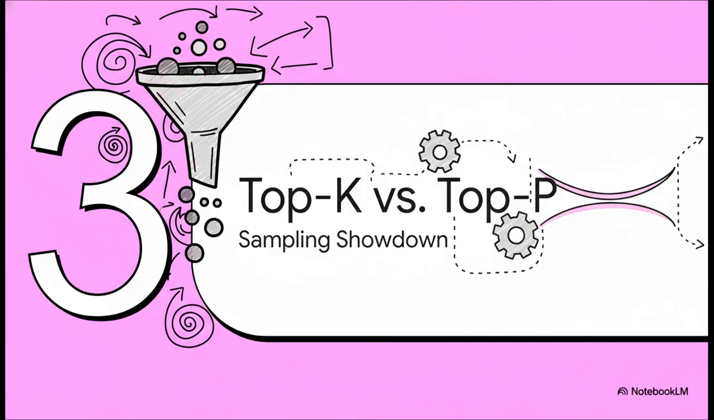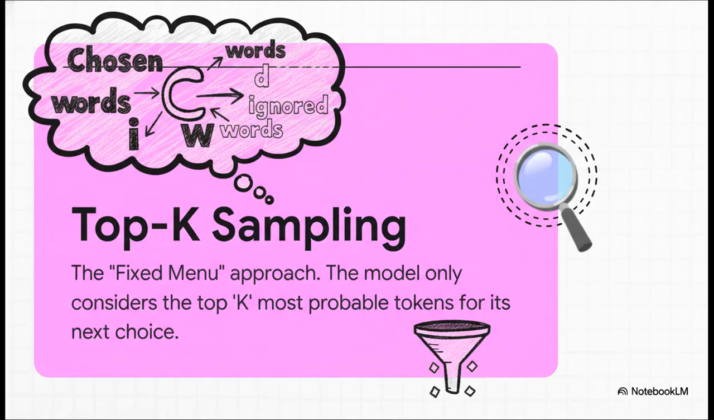Okay, so temperature adjusts the odds, but what if we want to just limit the options altogether? That's where our next two parameters come in. Think of them as two different strategies for filtering the AI's choices before it even makes a pick. First, you've got top K. This is the simple, straightforward approach. You just set a number, let's call it K, and the AI is only allowed to choose from the top K most likely words. If K is 50, it doesn't matter what else is out there, everything but the top 50 is just ignored.